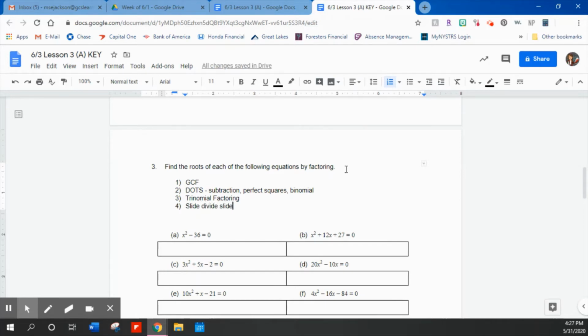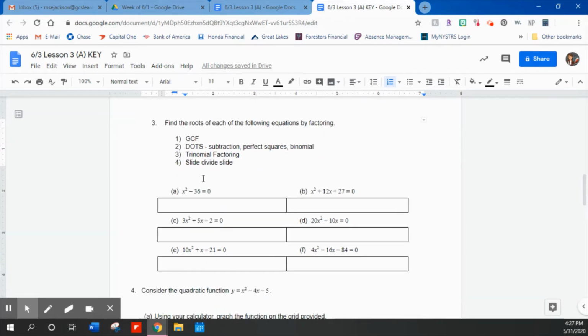Okay, so let's see here. Let's do A together. Let's start this off. So again, GCF. So let's look to see if we've got a GCF here. X squared minus 36 equals 0. There is no GCF we can take out, so let's check to see if we can do dots. So we would need a subtraction, which we do right there. Perfect squared, so can you take the square root of x squared? Yes, you can. Can you take the square root of 36? Yes, you can. And is it a binomial? It is, only 2 terms, so that means we can do this.